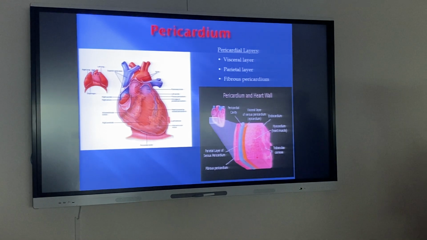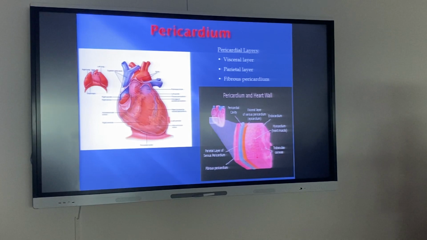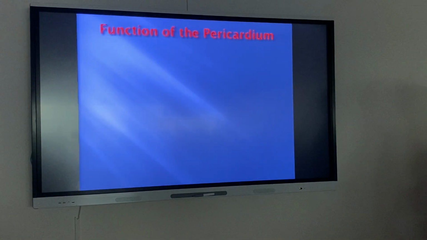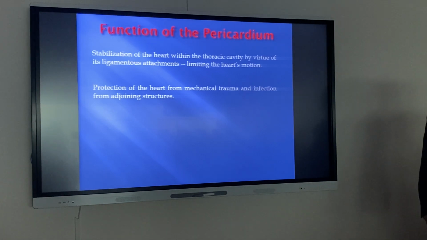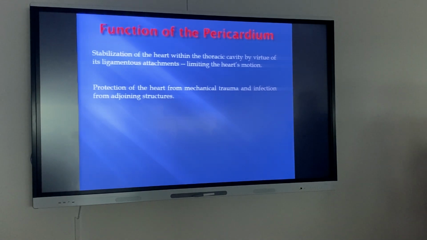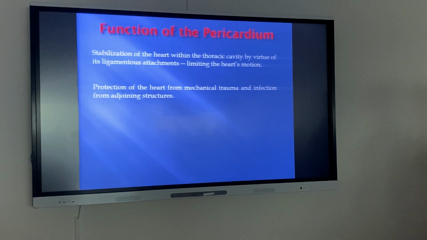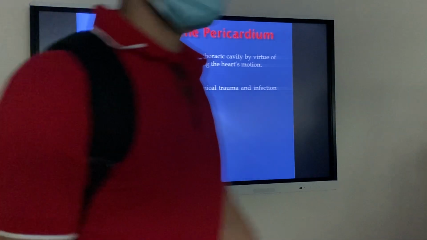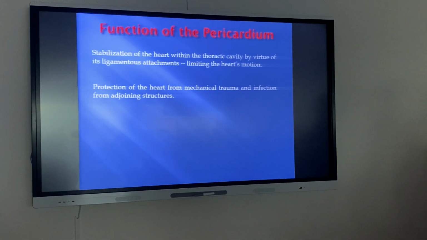Now what is the function of this? The function will be lubrication. Stabilization of the heart. It keeps the heart in one place. You know, the heart is pumping all the time. It can go anywhere, but you have to keep the heart in one place. So it is surrounded by ligaments which keep the heart in one place. Number one, it protects the heart from mechanical trauma, or infection from the adjoining structures. So infections cannot penetrate easily. It can, as we will be discussing now.